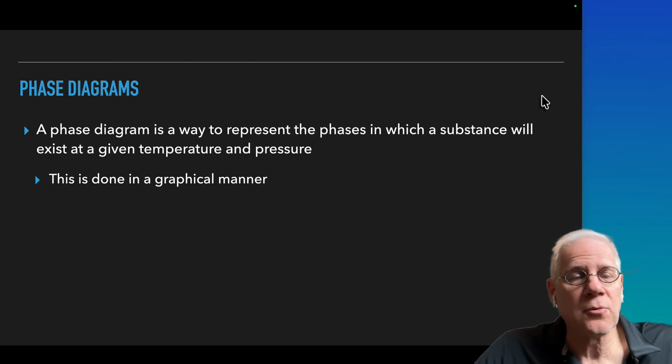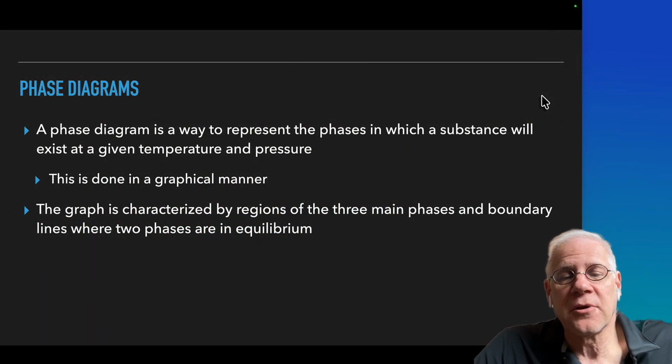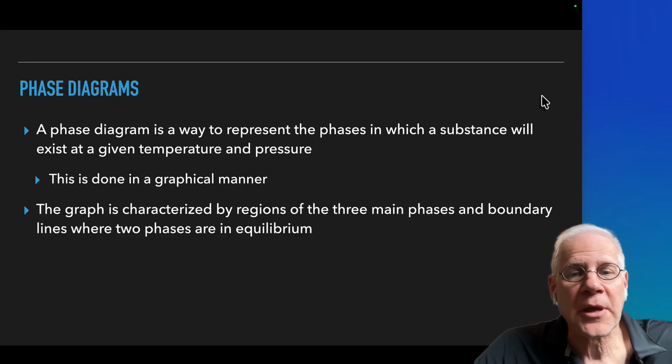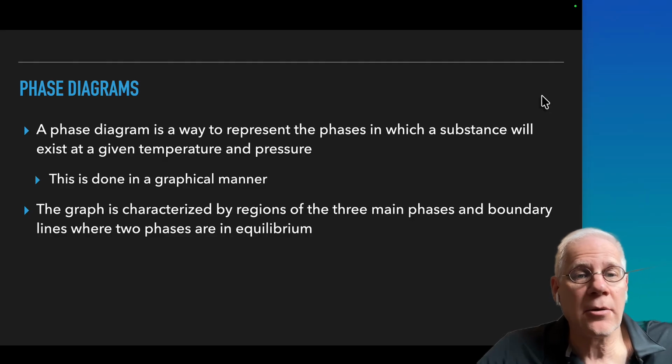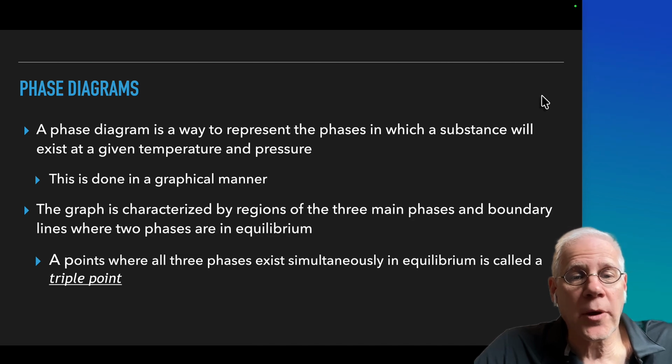They're very graphical, and we can take a look at what our conditions are, what we want conditions to be, and we can see what phase of matter a substance will be in. So the graph is characterized by regions of the three main phases, and then we have boundary lines where the two phases are in equilibrium. And the really nice thing with these phase diagrams is that we can see how those phase boundaries change as our conditions change. There is a point for pretty much every substance where all three phases exist simultaneously in equilibrium. So gas, liquid, solid are all in equilibrium with each other, and we call this the triple point.